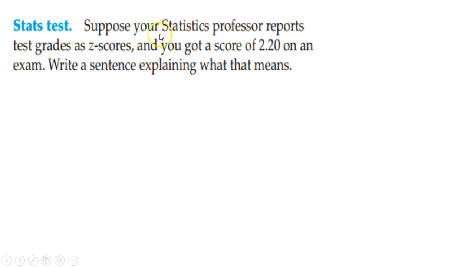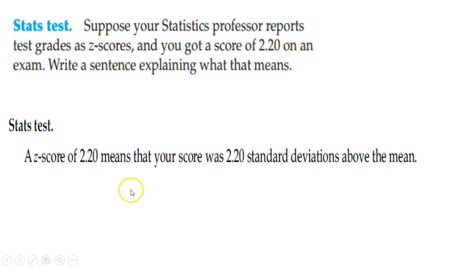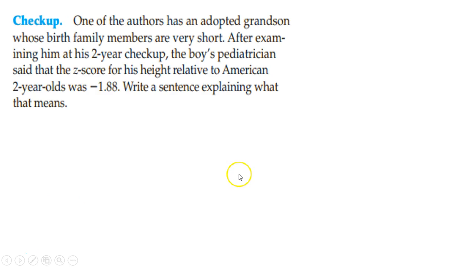It says, suppose your statistics professor reports test grades as z-scores, and you got a score of 2.2 on an exam. As a z-score, write a sentence explaining what that means. Well, that means you probably did pretty good. You actually did a little above what a usual score is, because that's above the mean. Not only did you do pretty well, you're more on the unusual side of it. So it means that you scored above the mean.